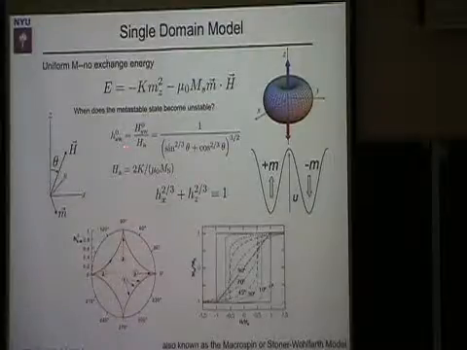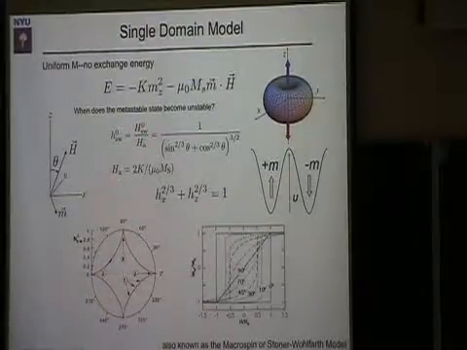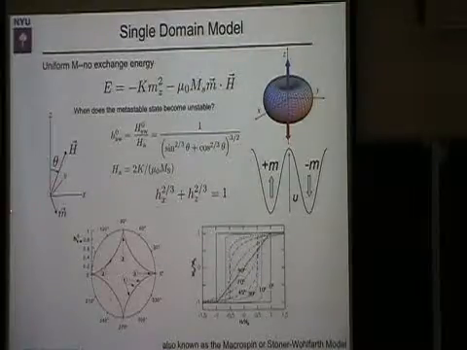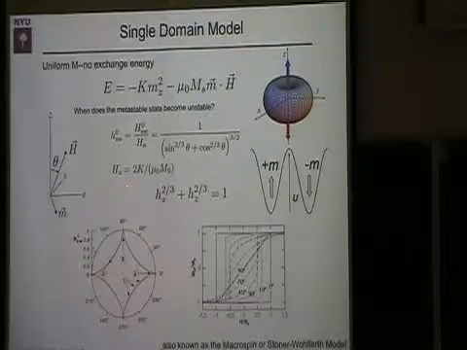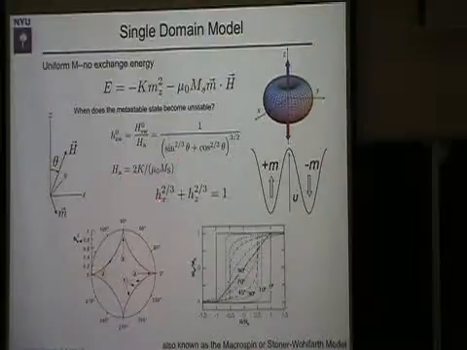We find that it's related to the angle at which the field is applied. There's a characteristic field that comes out, called the anisotropy field. This is the field scale such that if you apply the field along a hard direction, along x or y, it would be the field at which the two minima merge, and you just have one minimum in the energy.